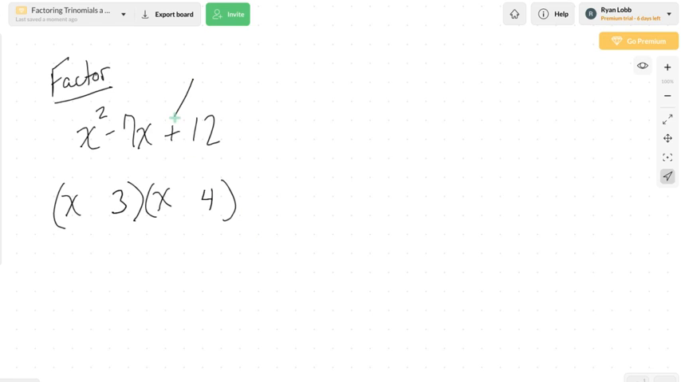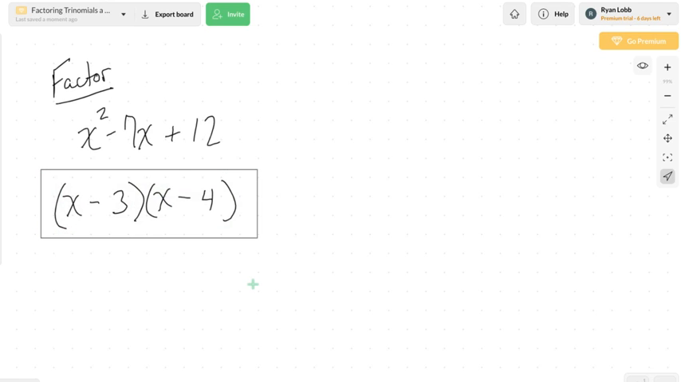Now we look at that sign right there. Plus tells me the signs inside are going to be the same. Same as what? Whatever this sign is, the 7x here. So that tells me in here, minus, minus, and you're done. It's kind of that easy.